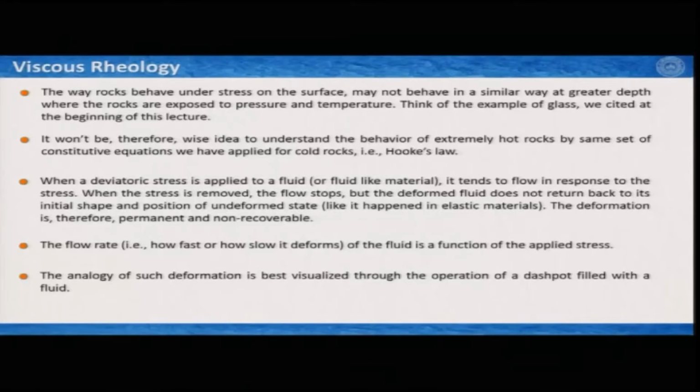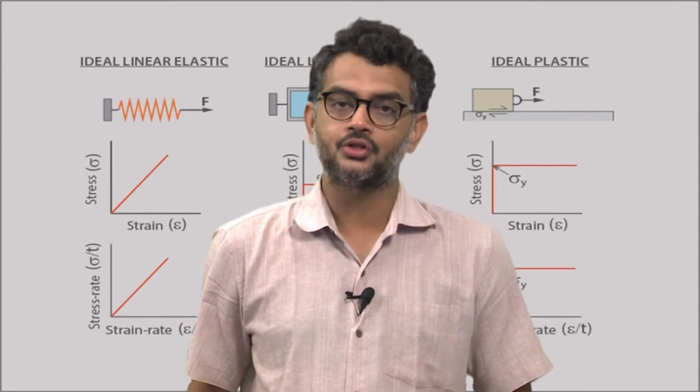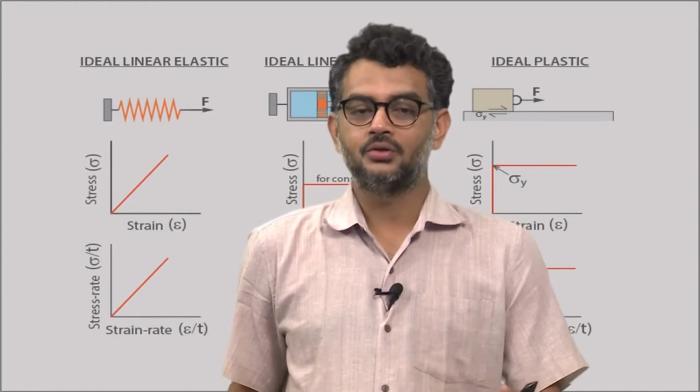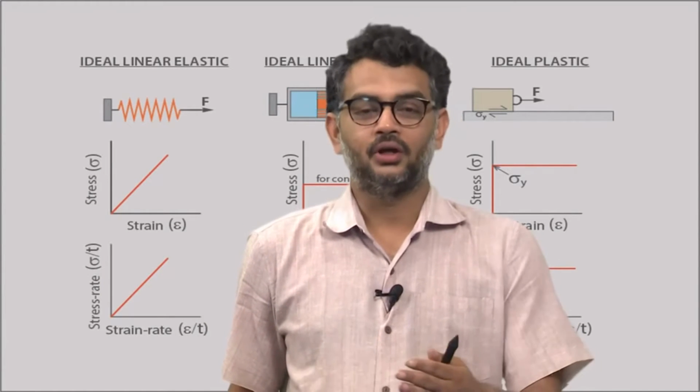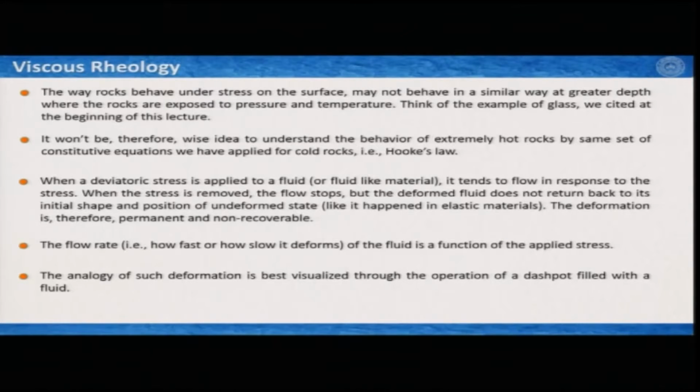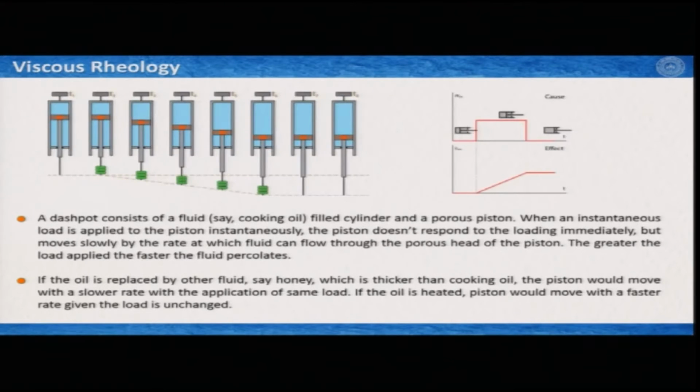For elastic rheology, the best way to visualize it was a spring, and this time it is a dashpot filled with a fluid. What is a dashpot? A dashpot is something we use in a door stopper: you open the door and you do not want it to close very quickly. You want the door to close very slowly, so there is a device at the top of the door with a little barrel, and this barrel is a dashpot. So, what is inside the dashpot? Let us have a look.